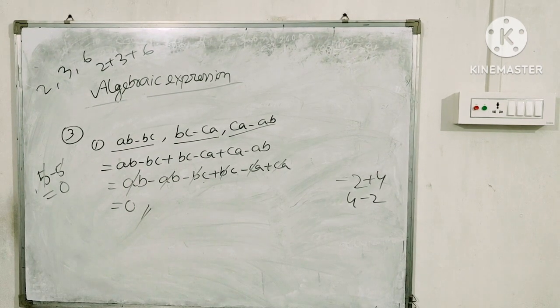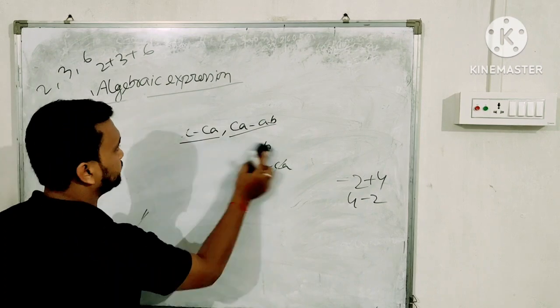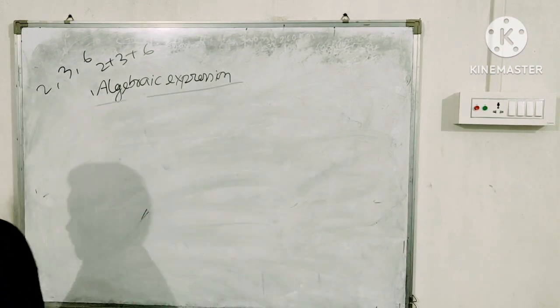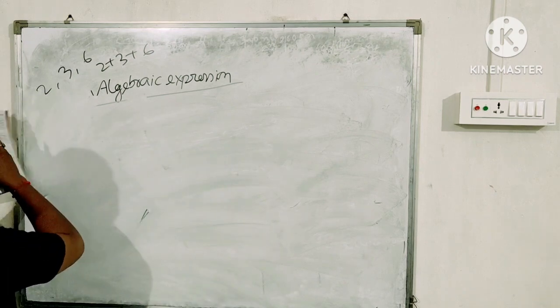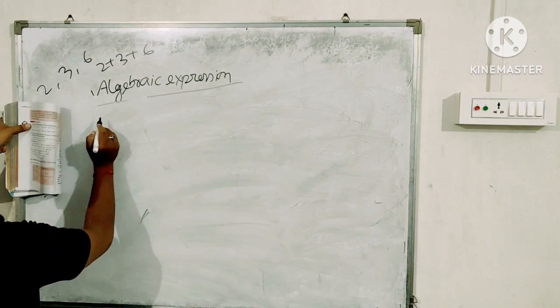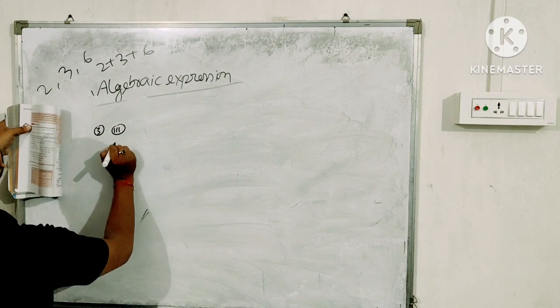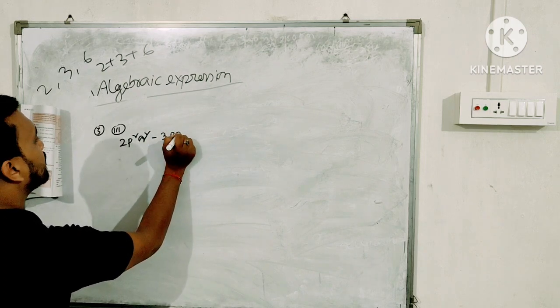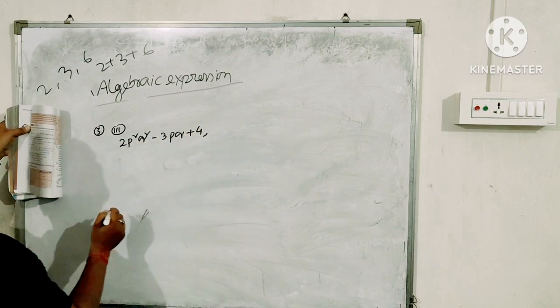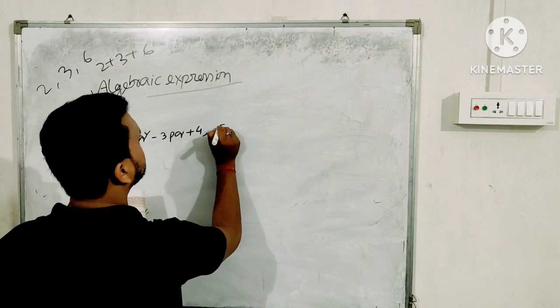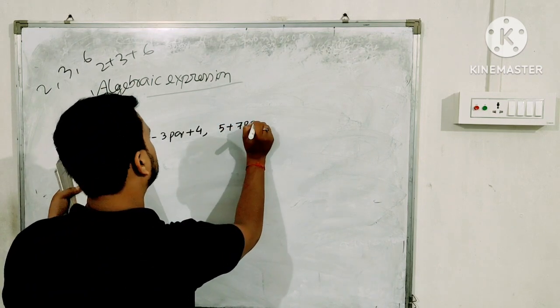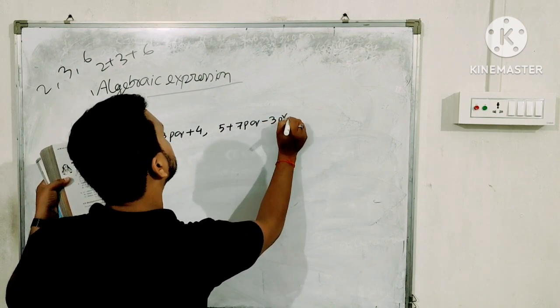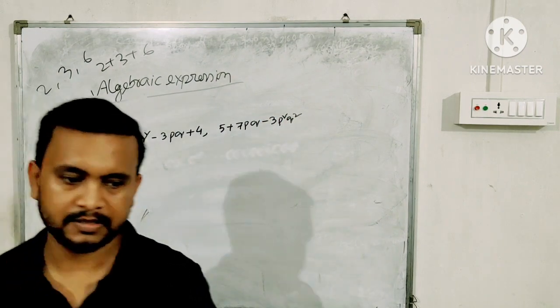Give me the book for a moment. I will do question number 3 for you. Look, question number 3, number 3: 2p square q square, 3pq plus 4, comma 5 plus 7pq, 3p square q square.